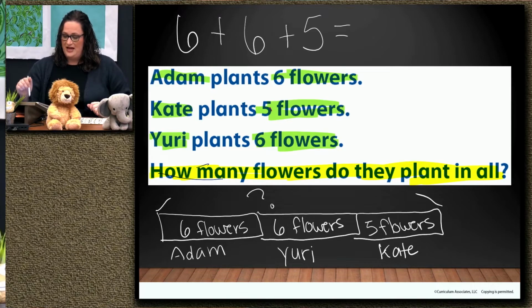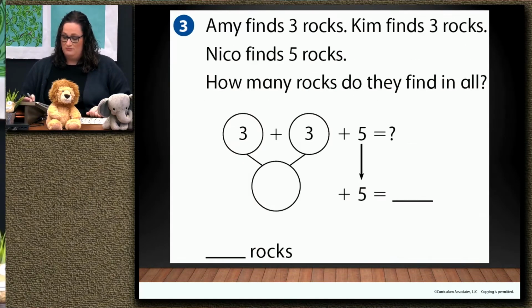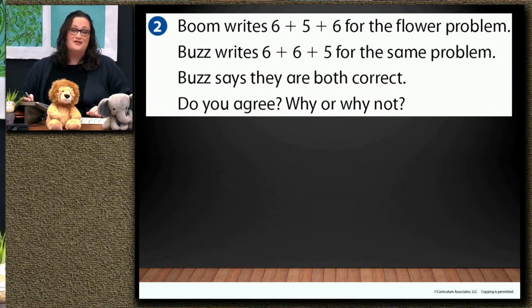6 plus 5 plus 6. That's the order in the problem. But when I drew, I put the 2 rectangles that were the same size next to each other. Do we get the same answer? We do. Can you put addends in whatever order you need to make them work for you? You can. Okay, so Buzz is correct.